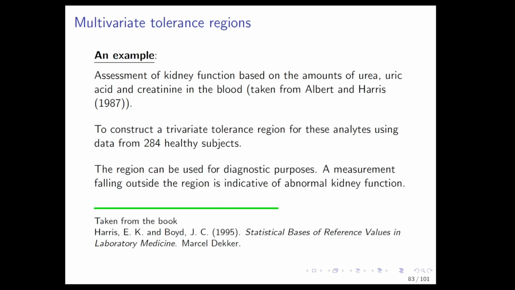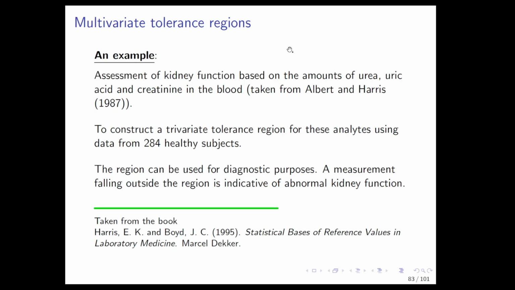So this is to assess kidney function using the amount of the urea, uric acid, and creatinine in the blood. And the data is available on 284 healthy subjects. So suppose I compute an appropriate tolerance region, so to speak, based on this data. This is taken from healthy subjects, 284 healthy subjects. So if another individual comes to me and if the data on the urea, uric acid, and creatinine falls outside the tolerance region, then maybe that is an indication of abnormal kidney function. A measurement falling outside the region is indicative of abnormal kidney function. So the region will be used for the purpose of diagnosis.